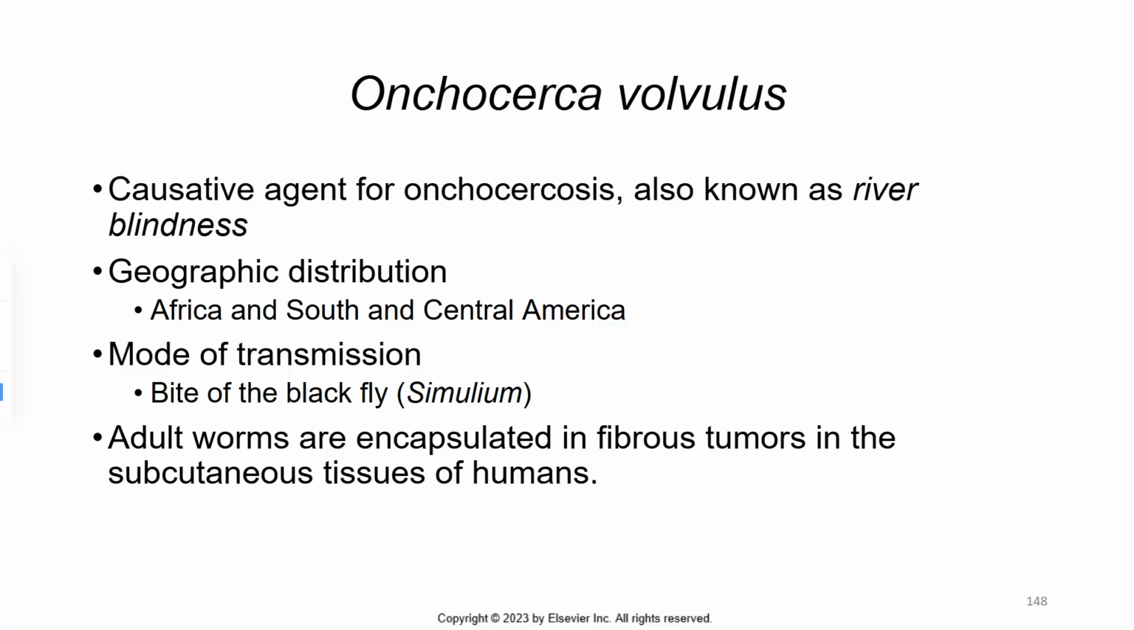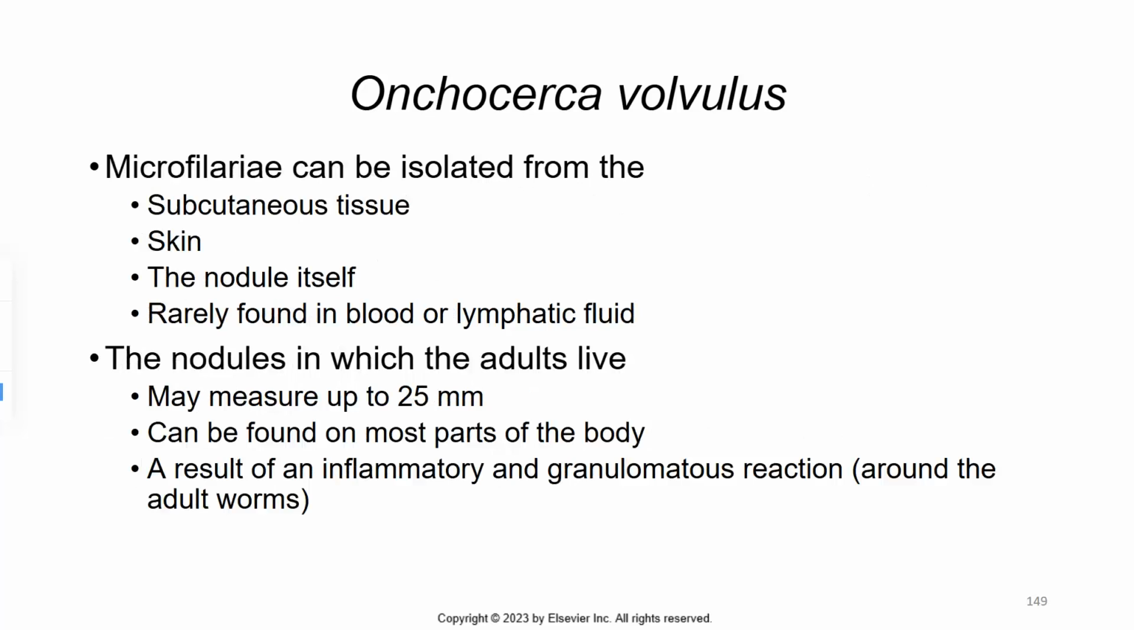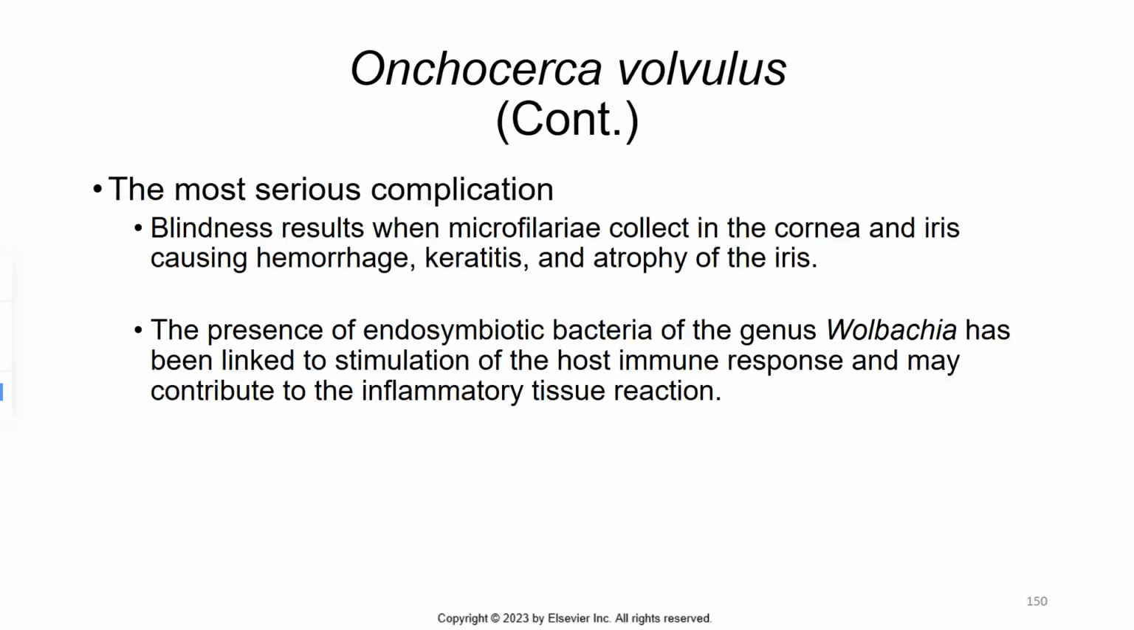Onchocerca volvulus, the causative agent for onchocerciasis, also known as river blindness. Geographic distribution: Africa and South and Central America. Mode of transmission: bite of the black fly. Adult worms are encapsulated in fibrous tumors in the subcutaneous tissues of humans. Microfilariae can be isolated from the subcutaneous tissue, skin, and the nodule itself, and are rarely found in blood or lymphatic fluid. The nodules in which the adult lives may measure 25 millimeters and can be found in most parts of the body, a result of an inflammatory and granulomatous infection around the adult worms.